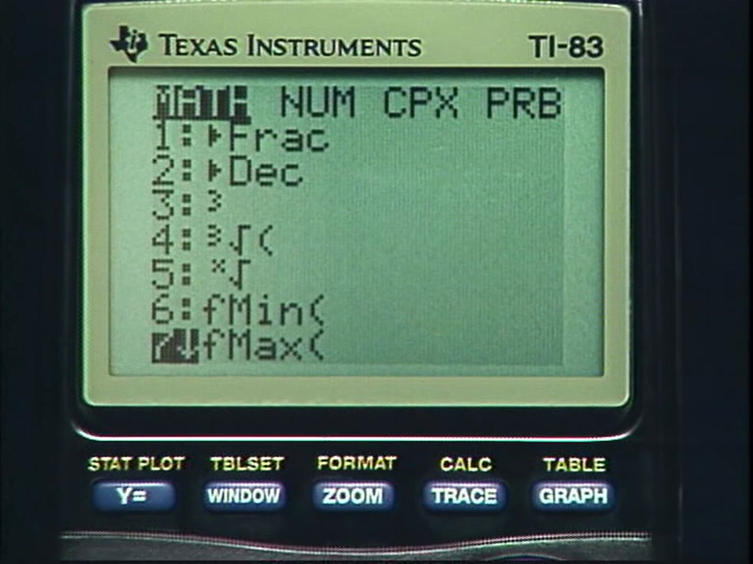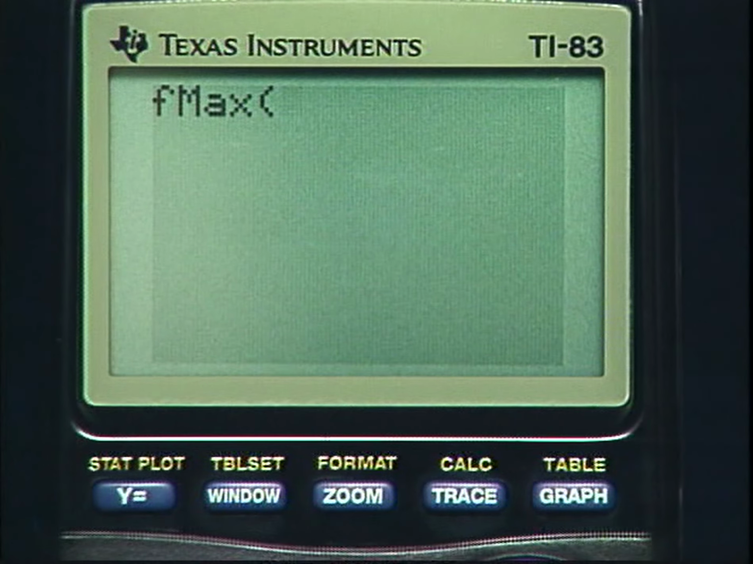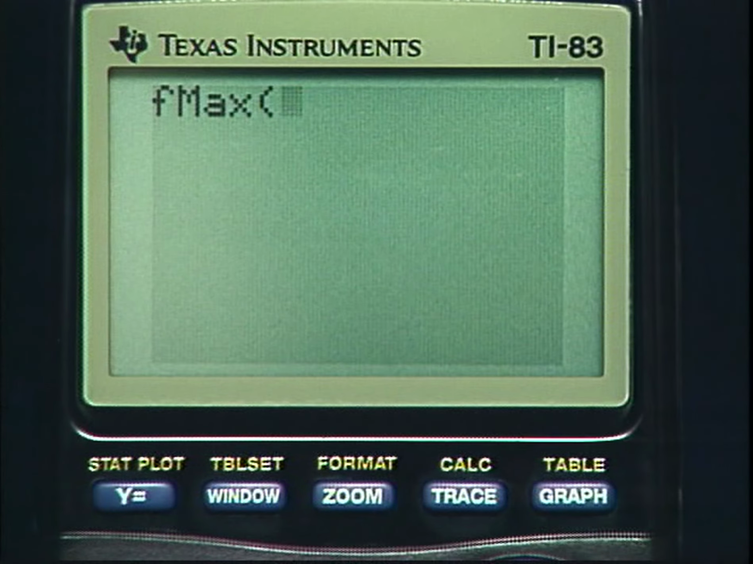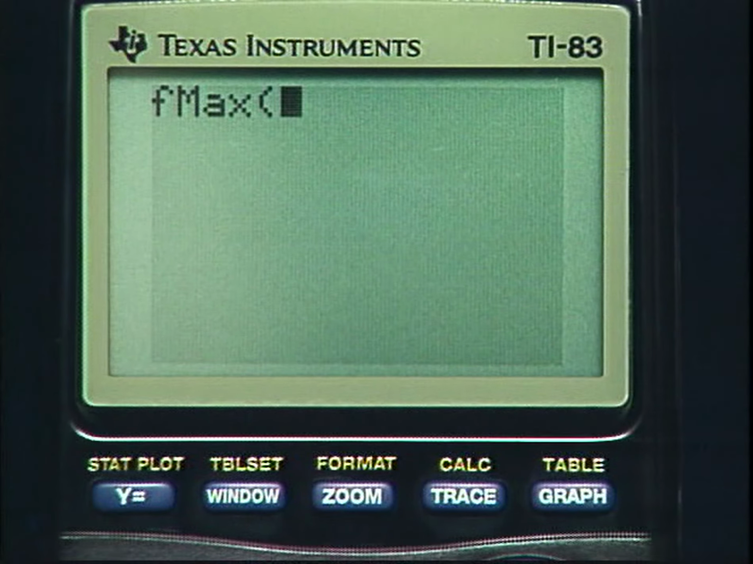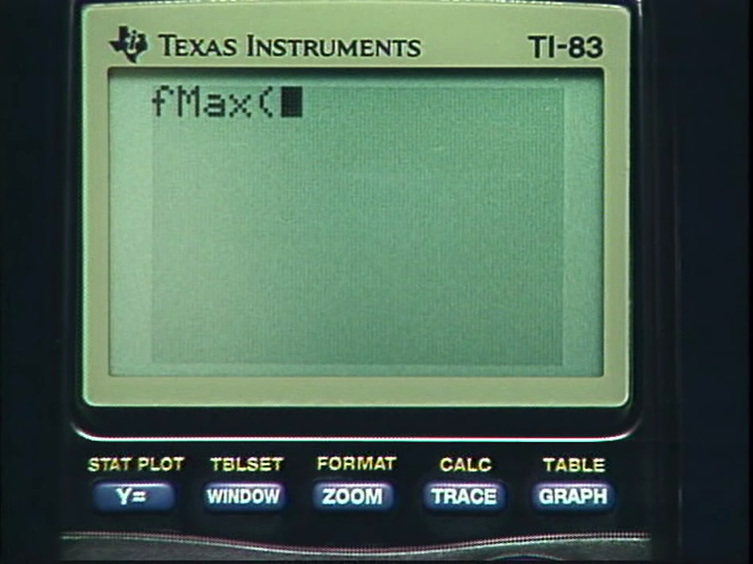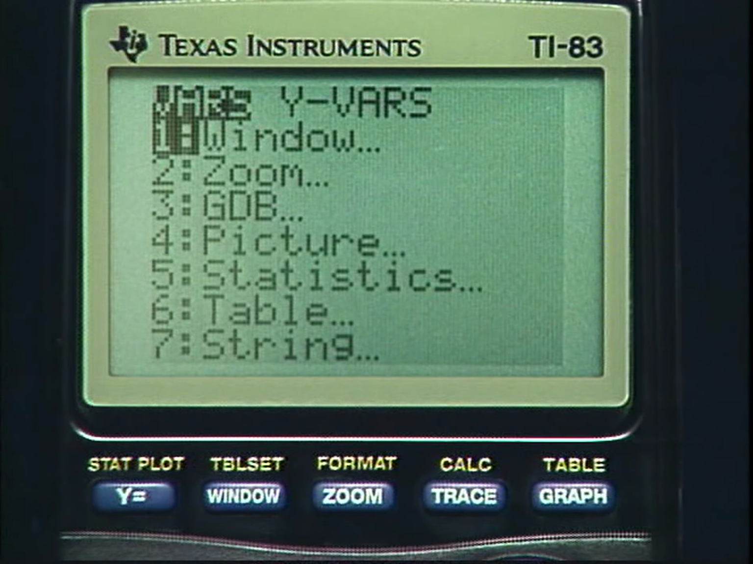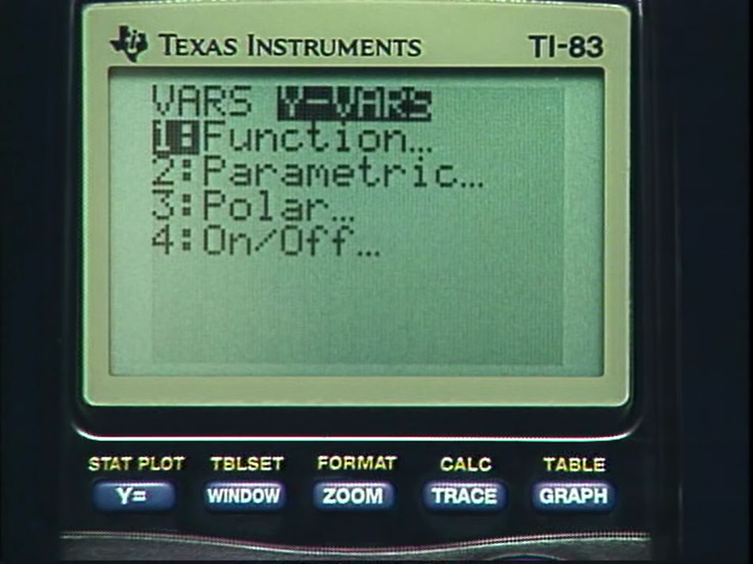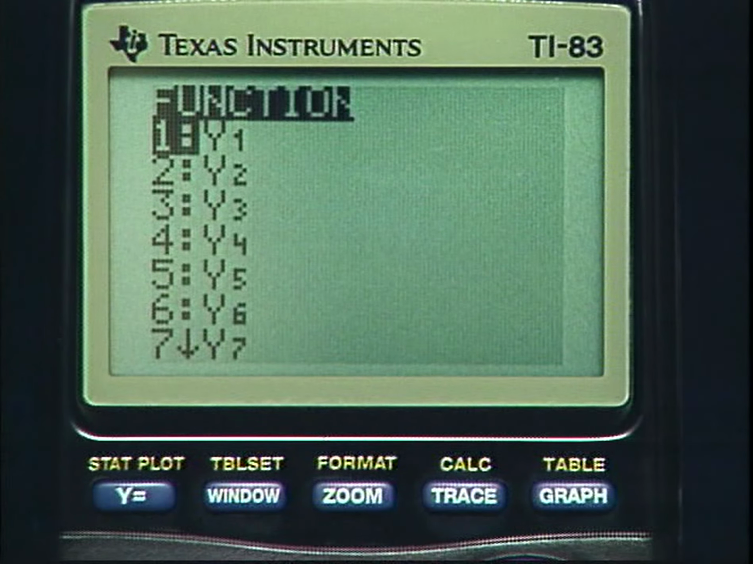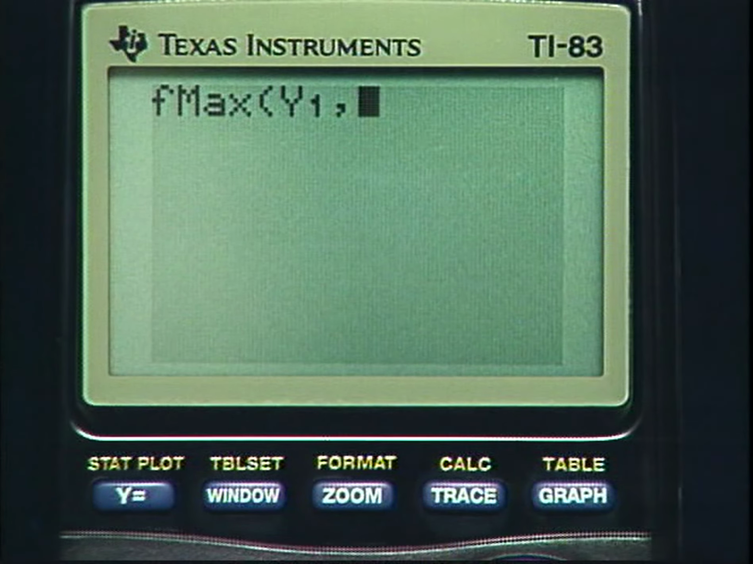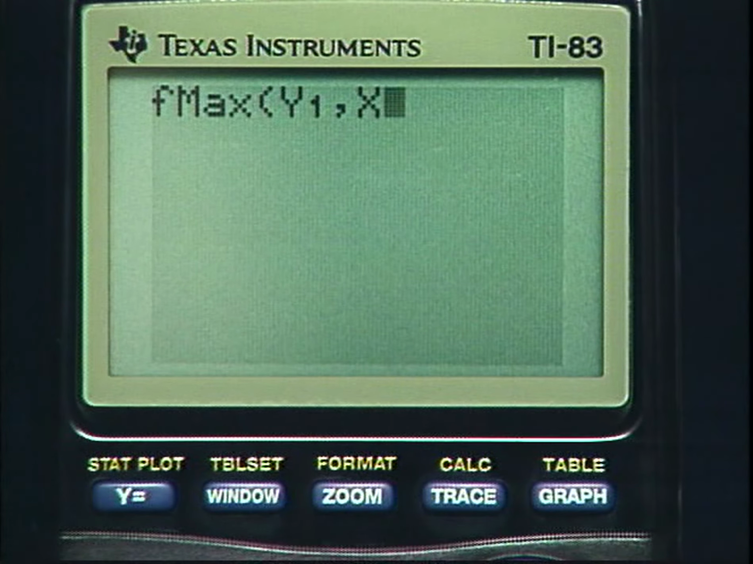I'm going to press enter here for F-max, and the protocol is for us to enter our expression. Now the expression is kind of complicated this time. It's the expression that we've already entered as y1. So instead of entering this as 2 sine x minus cosine 2x, I think I'd like to just enter this as y1. So I'm pressing vars, and now I want a y variable, so I'm pressing the right arrow key. And now I want function, and it's y1 that I want. And now, comma, and I need the variable involved, and so I press in an x.